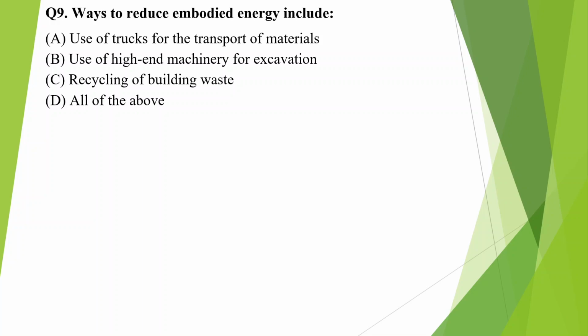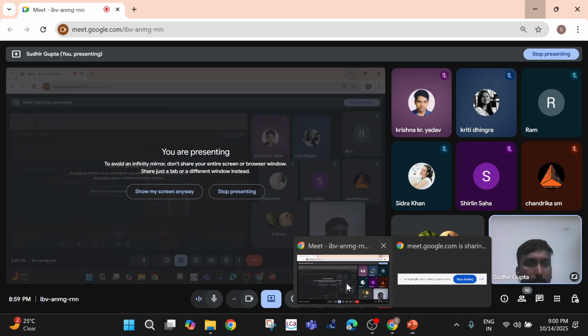If you are utilizing trucks for the transport of materials, then you are contributing to the embodied energy or the emissions. It's not reducing it. So option A is not at all the correct answer. That's why all of the above, option D, is also not the correct answer. Only B and C were left. And if you're using high-end machinery, on-site machinery with diesel fuels, energy intensive materials, then it's also not at all reducing the embodied energy. So only option C is the correct answer. Is it clear now? Can we move to the last question?